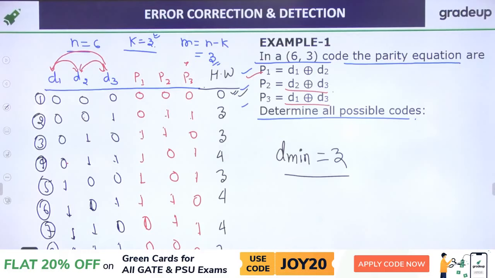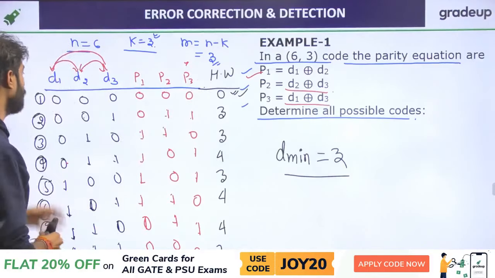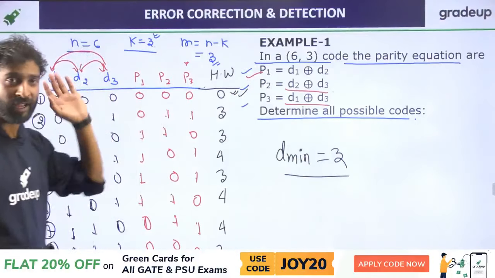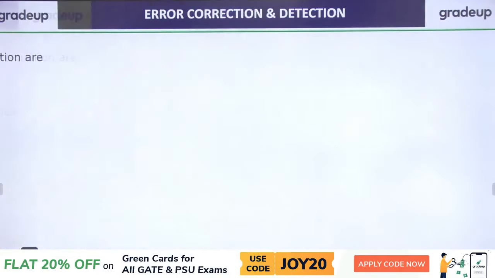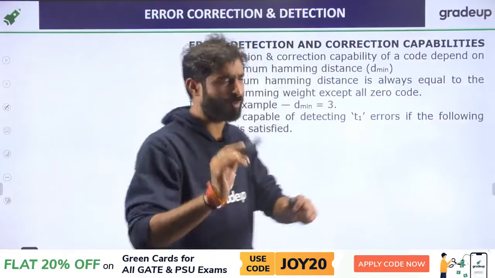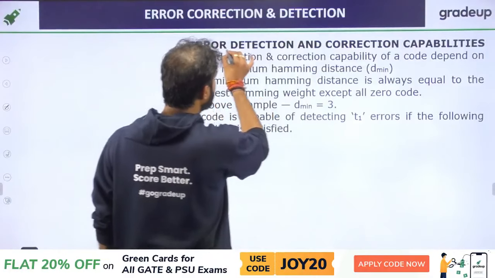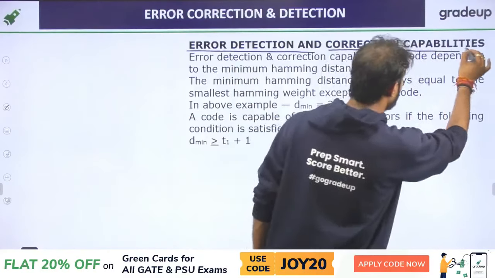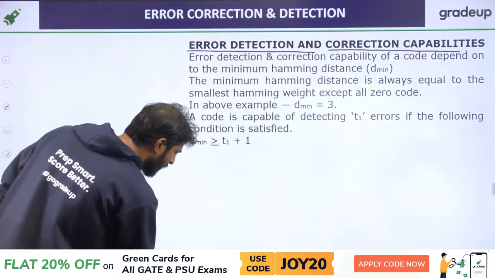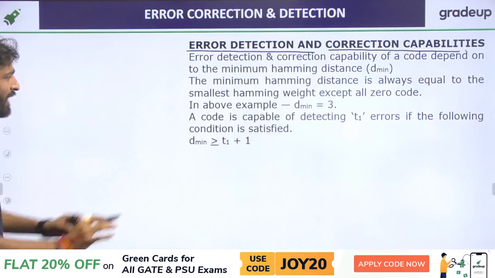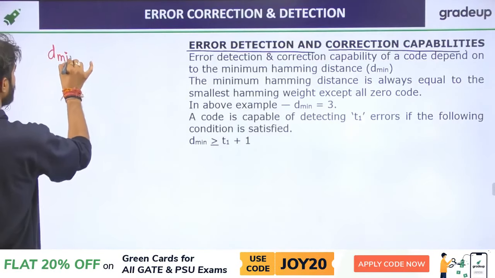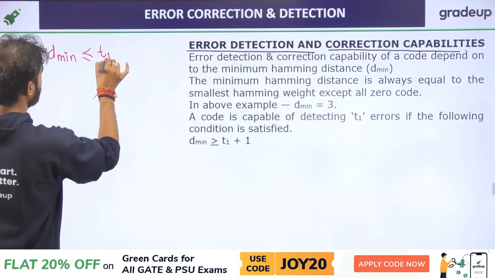So you know how to find the Hamming weight, how to find the code, and how to find D minimum. Now, before moving on to the next, I am giving you one question. But first, remember one thing: how to detect and correct errors. What is the capability of error correction and error detection? For error correction, just remember the formula: D minimum should be less than or equal to T1 plus 1.